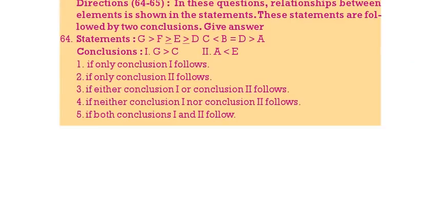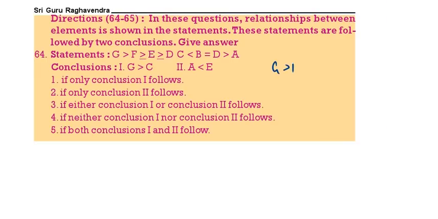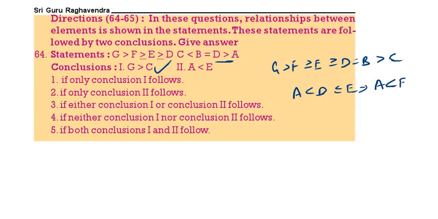Then come to the greater than, lesser than. G greater than F, F greater than or equal to E, E greater than D, C less than B, B is equal to D. Now, G greater than F, F greater than or equal to E, E greater than or equal to D, D is equal to B, B greater than C. Therefore, G greater than C definitely follows. Next one, A less than D. D greater than A means A less than D. D less than or equal to E. Therefore, A less than E also definitely follows. Both follow for this one.